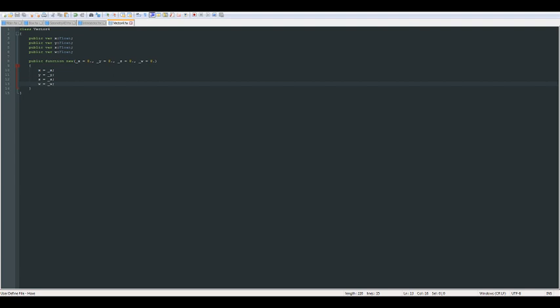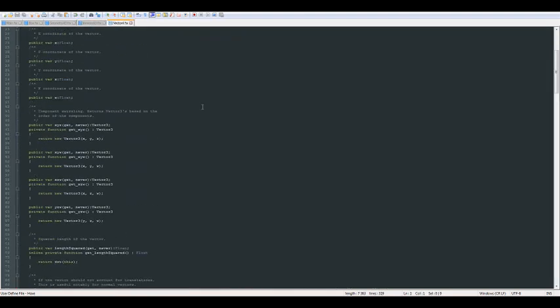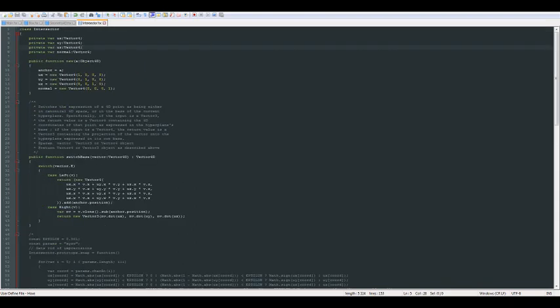Just like that. Okay, so vector 4 is going to hold just that. What am I doing? I'm just going to use my good old vector 4 class that I already wrote. Copy paste that, yo.